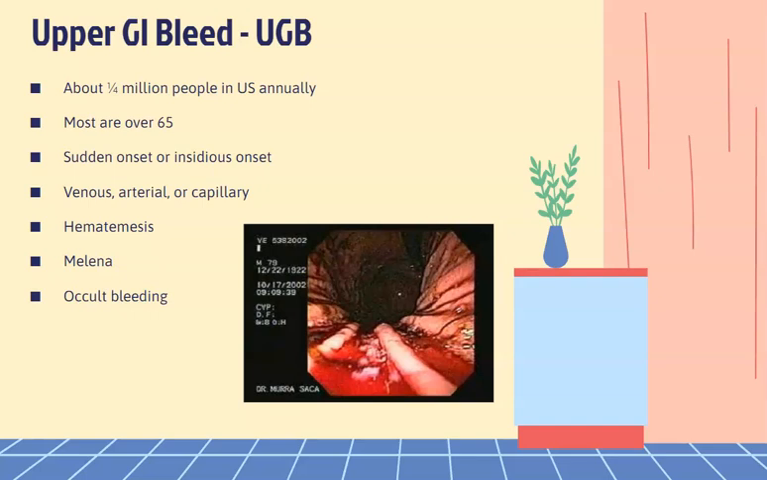The biggest complication or biggest clinical manifestation that we'll see with a GI bleed is hematemesis. The stomach does not digest blood. It stays there. So some of it is going to make it into the intestines, but a lot of it is going to be vomited out. So hema meaning blood and emesis meaning vomit.